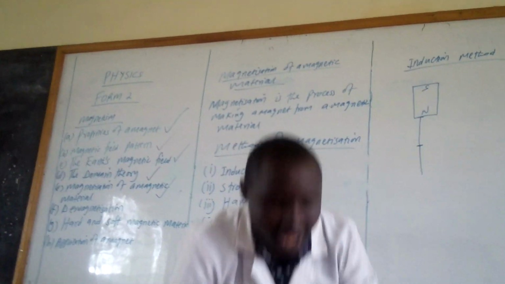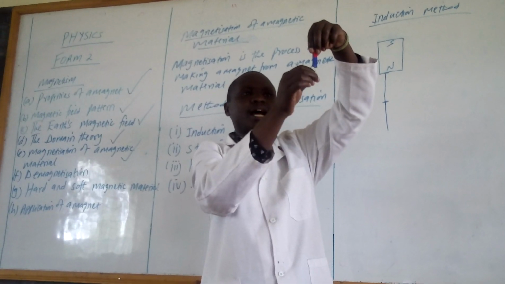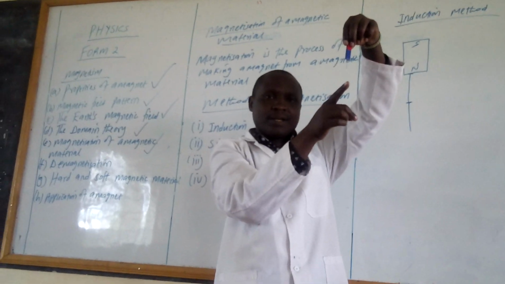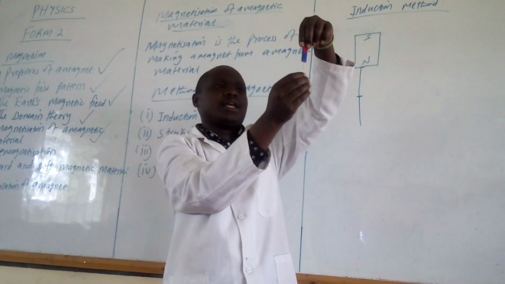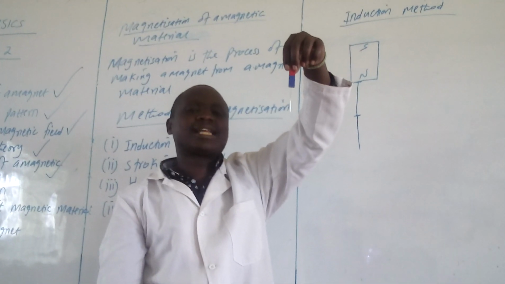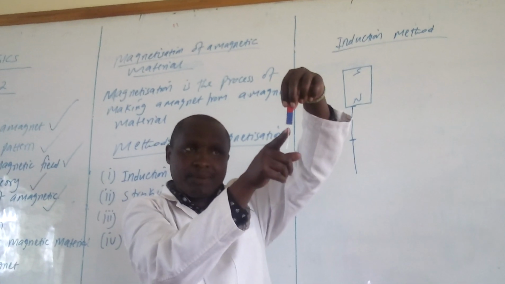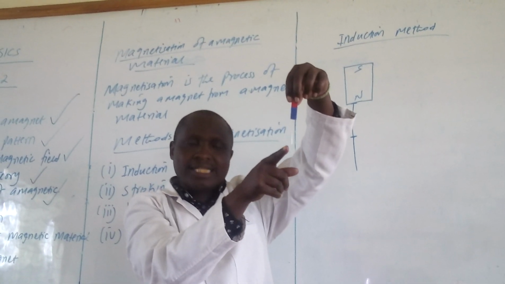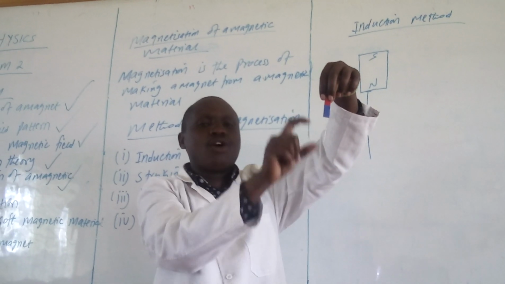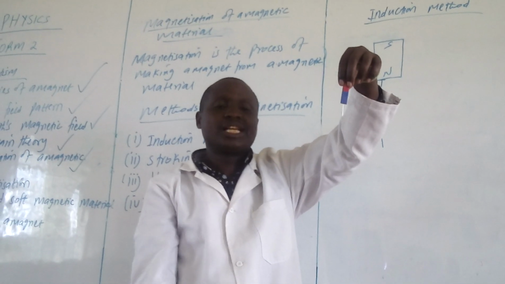For example, I have this one to be the magnet, and I have a pin here. The magnet attracts the pin. When I take the second pin and place it here, you will find the first pin attracts the second pin. What is the meaning of that? That means the first pin now acts as a magnet. It has been magnetized by the permanent magnet. This method is called the induction method.